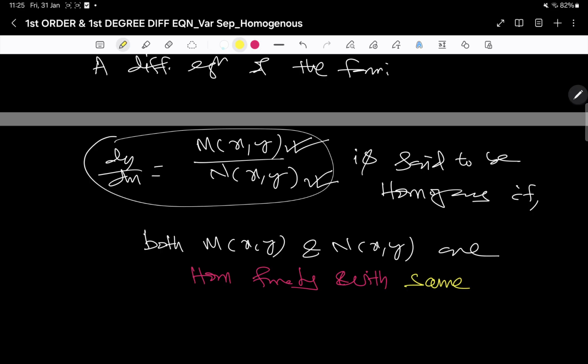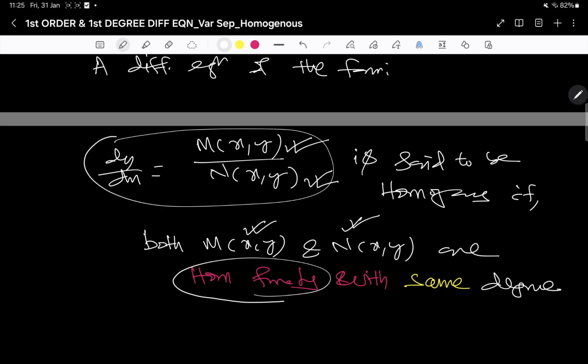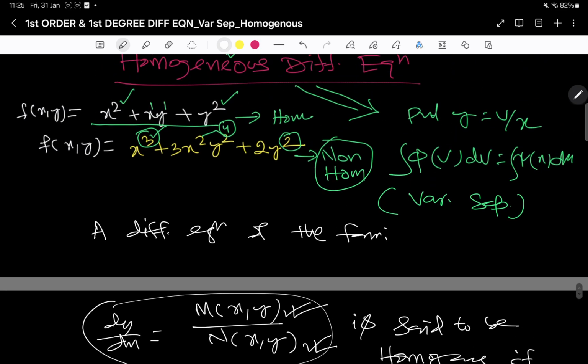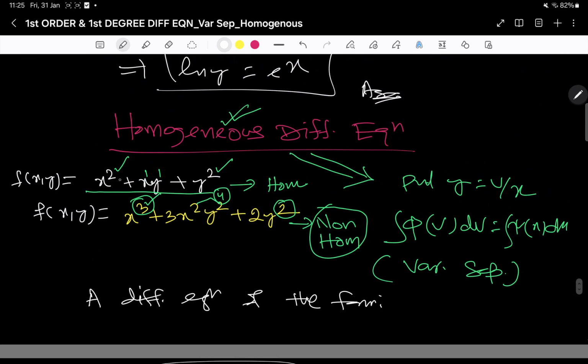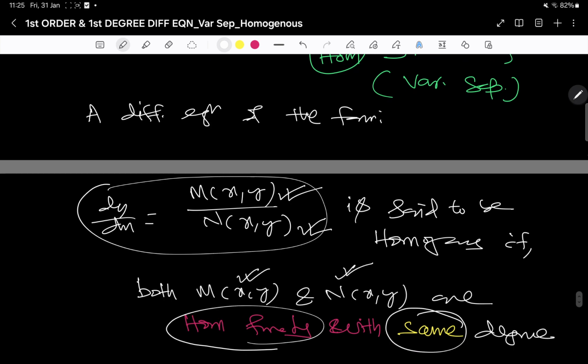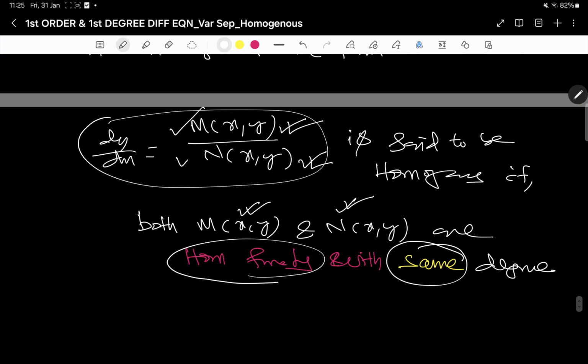With the same degree. So you see two conditions here. Both need to be homogeneous, and the degree of both M and N must be the same. These two conditions need to be checked. Here you see the degree is 2, the degree is 2, the degree is 2 here. So it is homogeneous of degree 2. Similarly, this is homogeneous and this is homogeneous, and they must have the same degree.